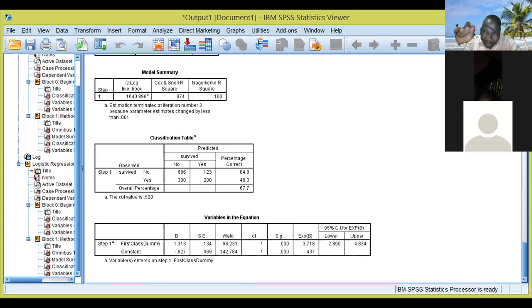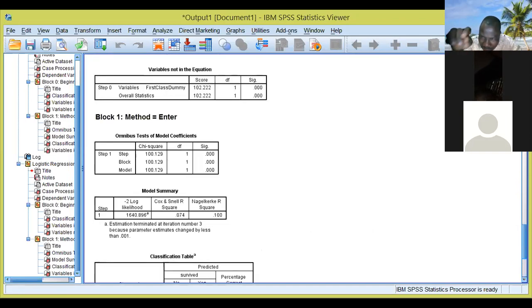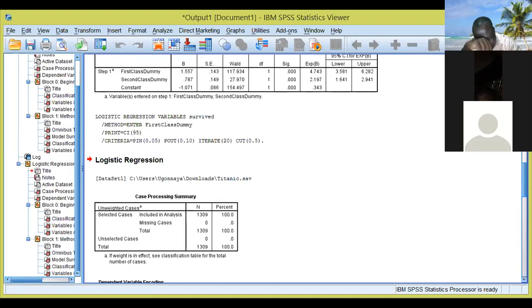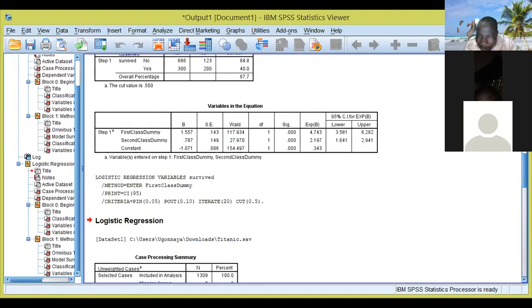I don't understand. What I mean is that the first one will run. Once you run them together, because you are using third class as the reference, what it does is you look at how many times first class will survive more than third class. So it's comparing first class and third class. Then the other one will compare second class and third class. In that case, you expect the first class to survive far more than third class.